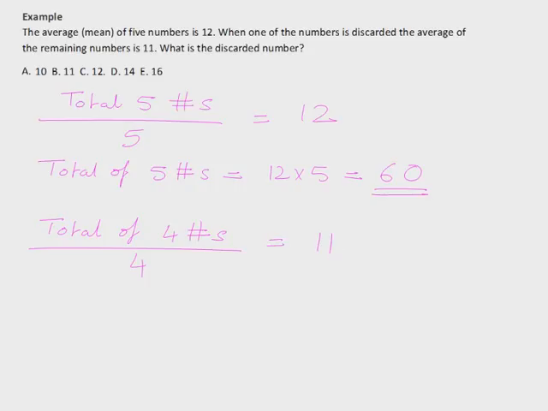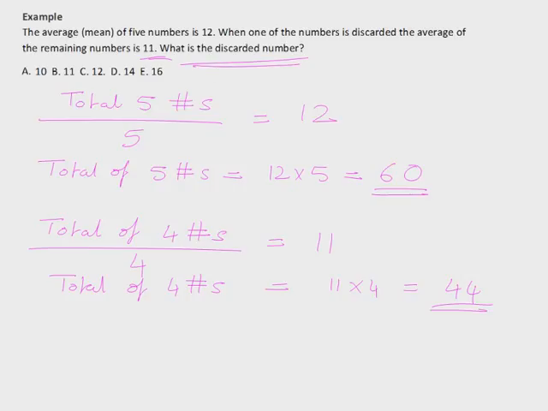Similarly, I have those 4 numbers. Their total divided by 4 is equal to their average, and the average is given as 11. So the total of those 4 numbers is 11 times 4, equal to 44. So what two pieces of information do I have? I have the total of all 5 numbers and I have the total of 4 numbers after one of them was removed. And what are they asking? What is the discarded number?